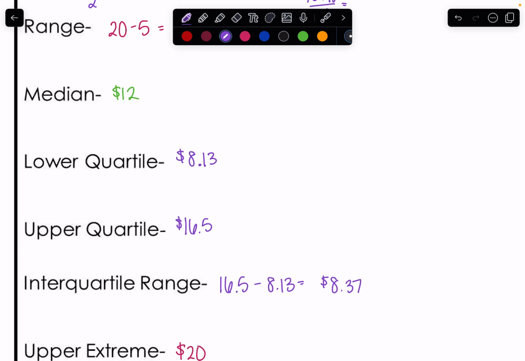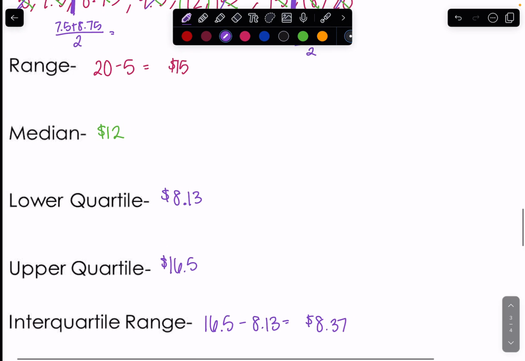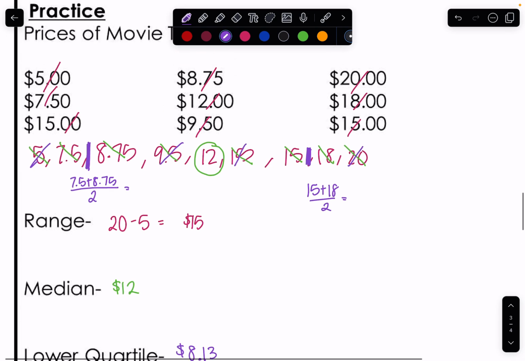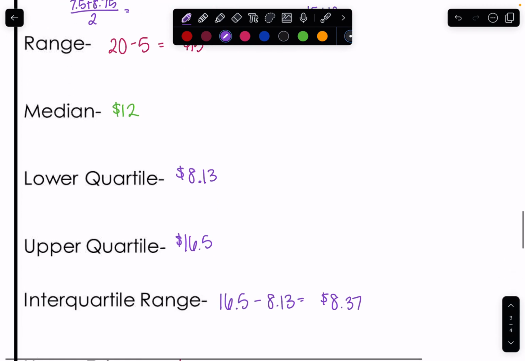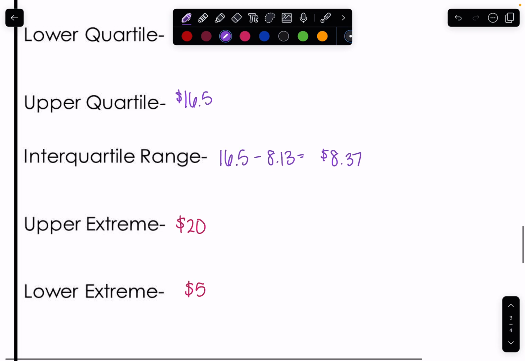So you may want a calculator today for your homework because some of them you may get some decimals like this. But that's about it. Pretty easy. Just working on organizing my data, finding the locations of your 25%, 50%, and 75%, because that's going to come in handy for the next lesson.